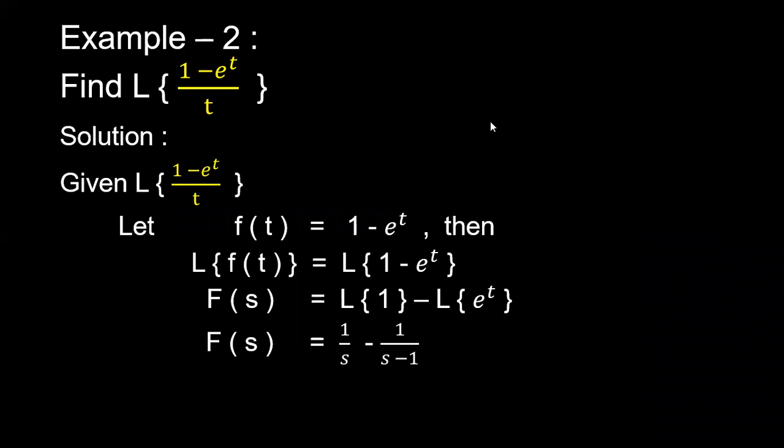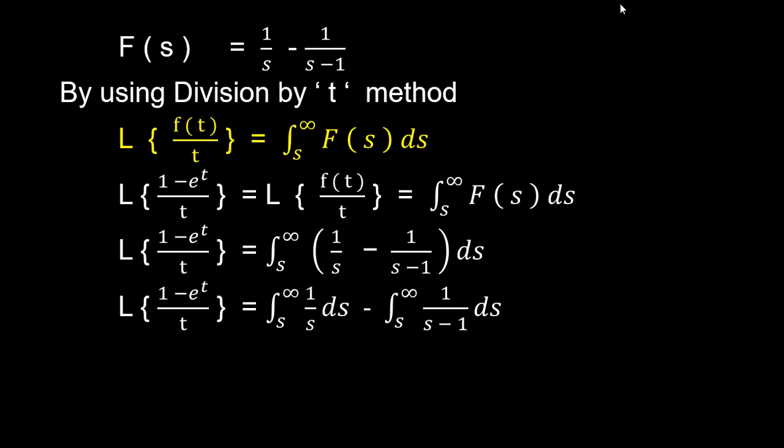After getting the f of s function, what do we have to do? We have to directly apply the division by t method. So by using the division by t method, Laplace transform of f of t by t is equal to the integration from s to infinity, lower limit s and upper limit infinity, of f of s ds. Apply this formula to the given problem: Laplace transform of 1 minus e power t by t is equal to Laplace transform of f of t by t, which is the integration from s to infinity of f of s ds.